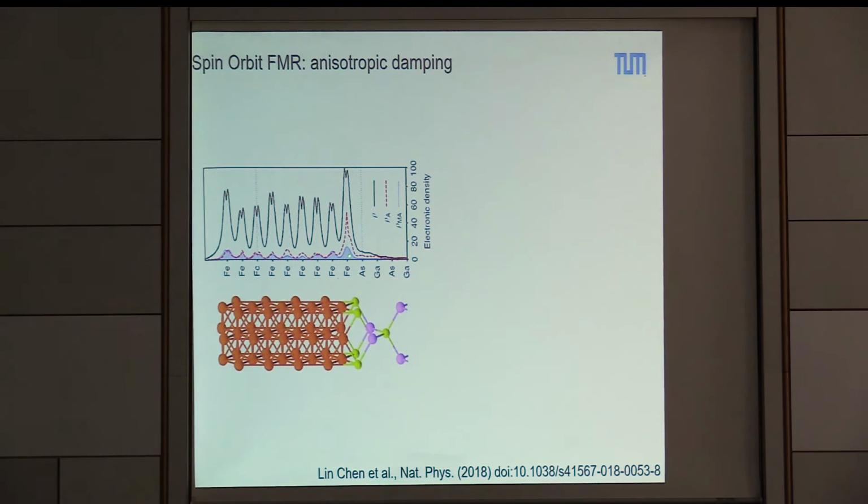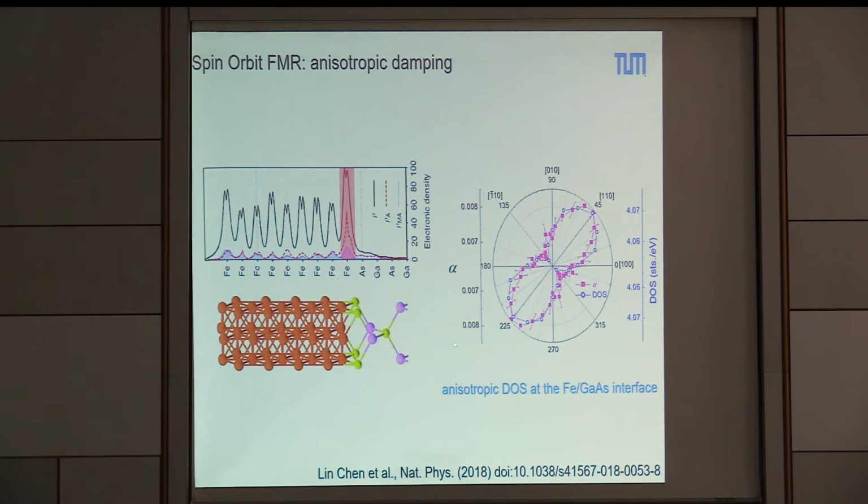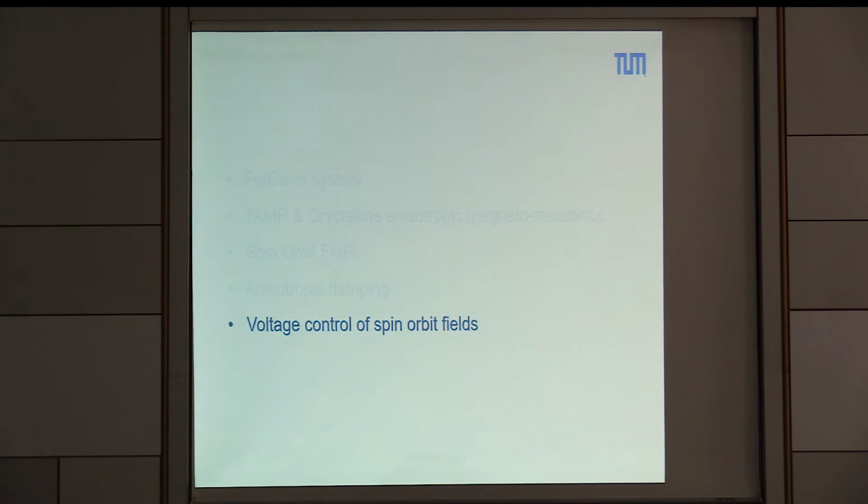And remember, we've seen that the density of states, or something that is related to the density of states at the Fermi energy, is anisotropic. So if you now plot this, you can see this is the alpha that we measure, and this is a rescaled density of states at the Fermi energy. You can see it actually fits perfectly. So it's really an intrinsic effect that we measure here. So it's intrinsic anisotropic damping.